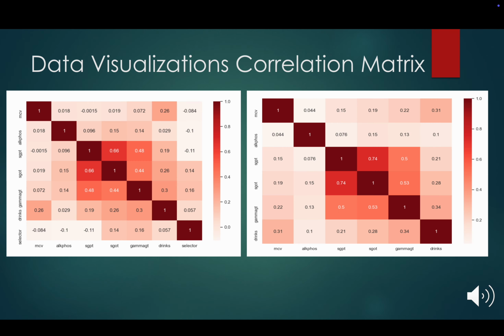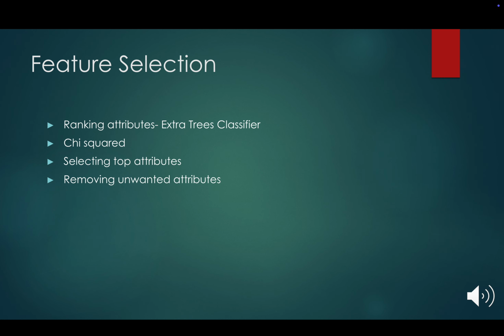This correlation matrix shows different colors and different values. The higher the number, the darker the color, the stronger correlation there is between the two features. And for feature selection, this is important because you want to know which features work best for predicting the outcome.